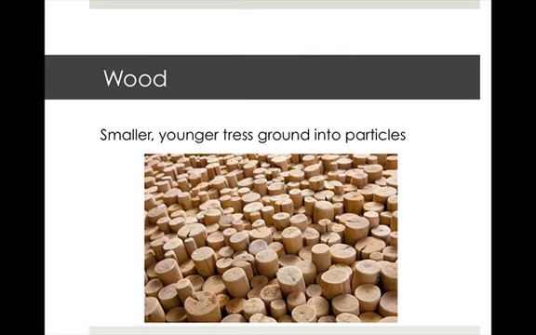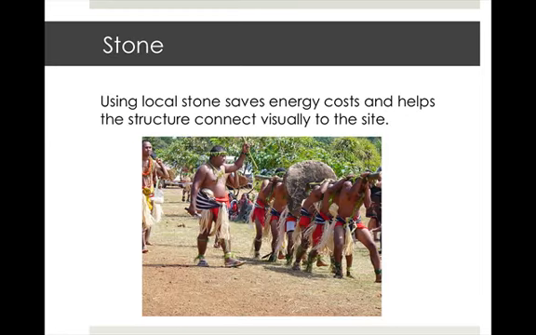Wood is more difficult to come by as we use the larger and older trees. So smaller, younger trees are often ground up and made into particle board. Stone is very durable, but it's heavy and expensive to ship. Using local stone not only saves in energy costs, but also helps the structure to visually connect to the site.